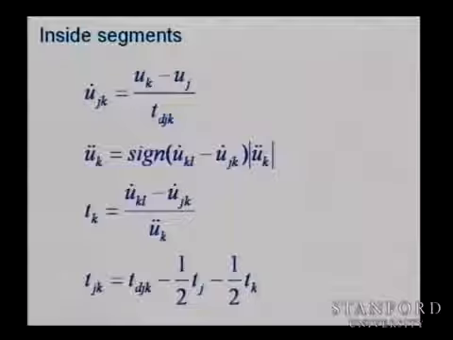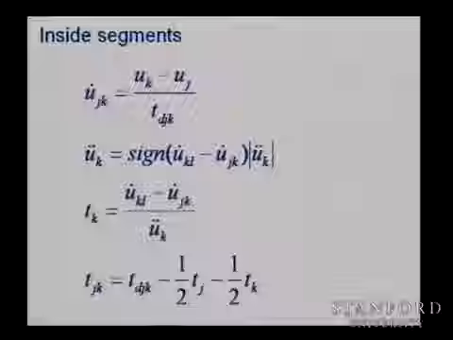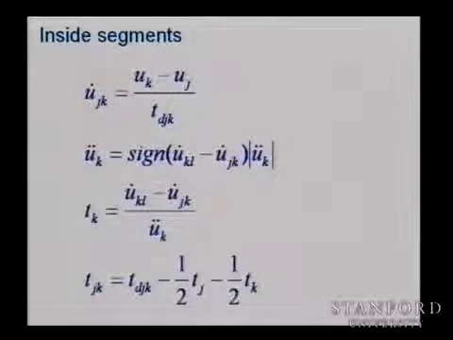Then moving on to the inside segment, again we can find the velocities, just simple position over time. Then we can find the signed acceleration the same way as for the first one. We can find the time for the linear blend by using the velocities that we found and the acceleration.